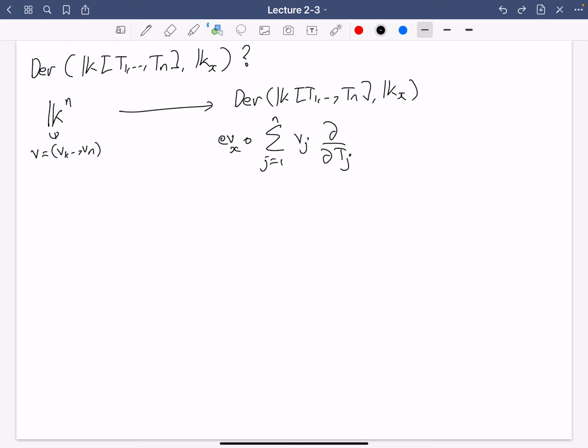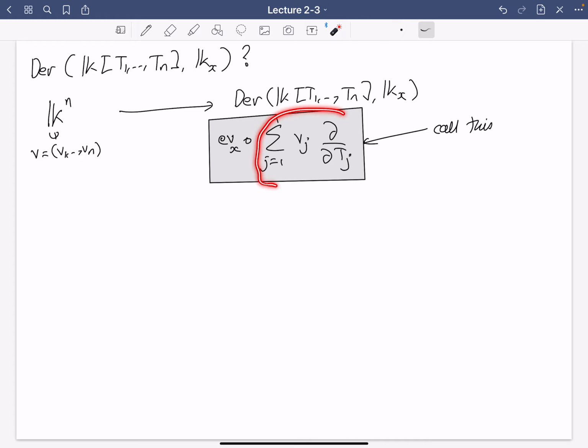So this guy right here, let's put a box around that guy, because that's going to be important. I would call this thing d_v, and then when you compose with evaluation, it becomes d_v bar. So any vector in the vector space k^n gives us this point derivation d_v bar for the point x. So it's just this partial derivative, and then you evaluate at x. In fact, this is an isomorphism.